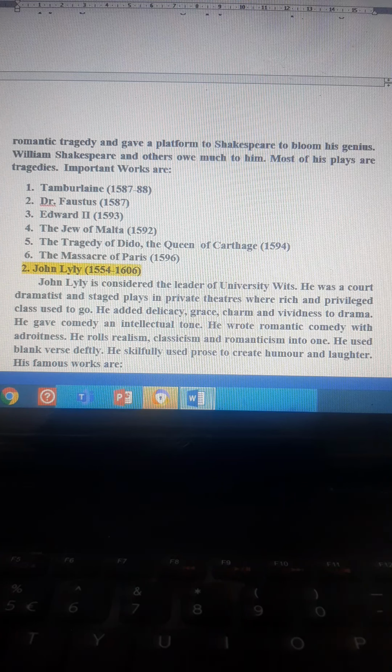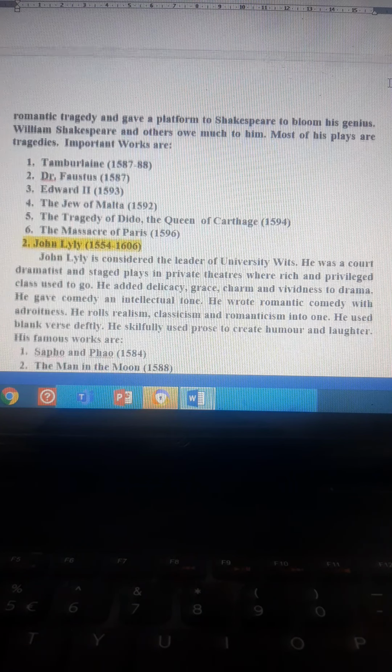The next one is Dr. Faustus. It was published in 1587. It shows development in his concept of dramatic art and style. The idea of nemesis underlies the play. The tragic conflict between good and evil is seen in the play. The play is conspicuous by the beautiful use of blank verse.